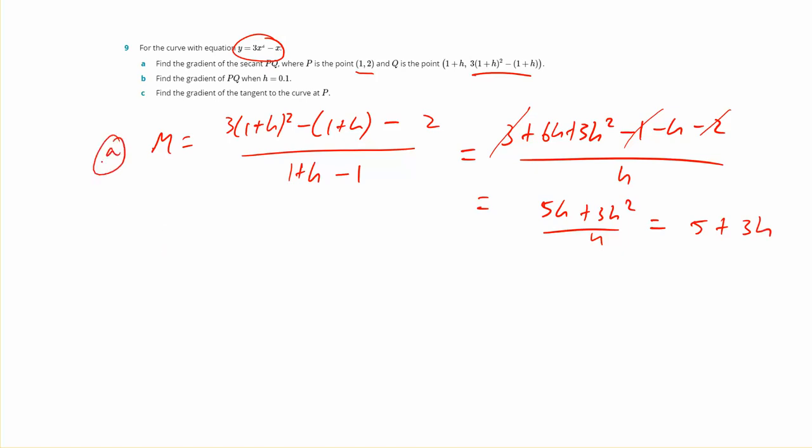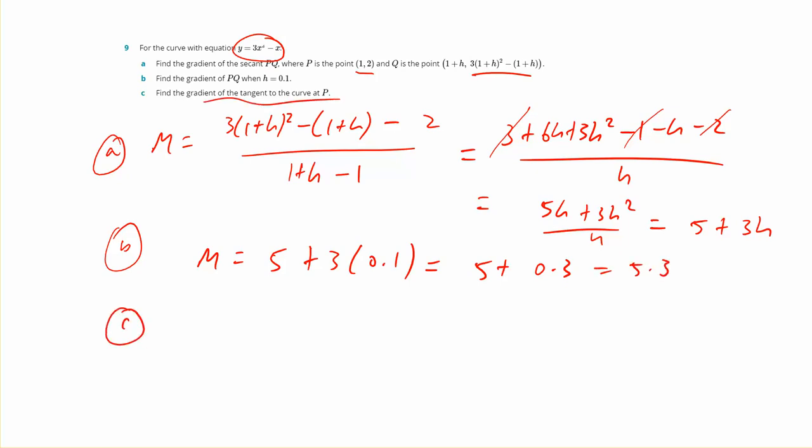That's for A. For part B, find the gradient PQ when h equals 0.1. So if I sub in 0.1 into the equation, I get 5 plus 3h, which is 3 times 0.1. So that's 5 plus 0.3. So it's 5.3. Okay. C, find the gradient of the tangent to P. Now, the tangent is when the limit as h approaches 0 of 5 plus 3h, which equals 5.